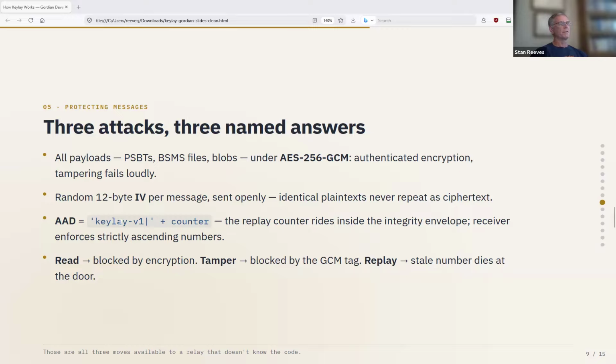So with all these things combined, an attacker can't read the messages that are being passed because that's encrypted. They can't tamper with it because that's blocked by the GCM portion of the AES 256 algorithm. And they can't replay because there's a counter in there that keeps it from being the same thing over and over.